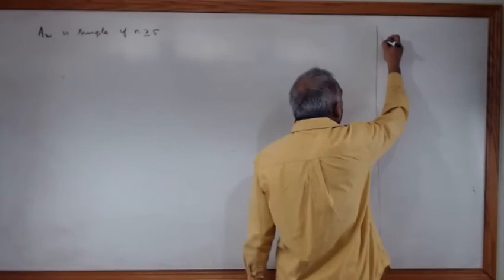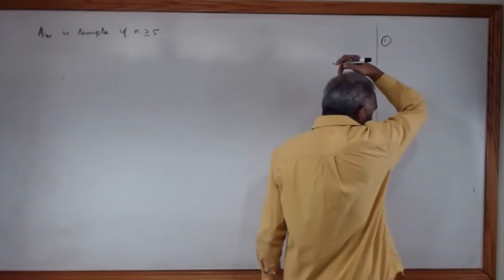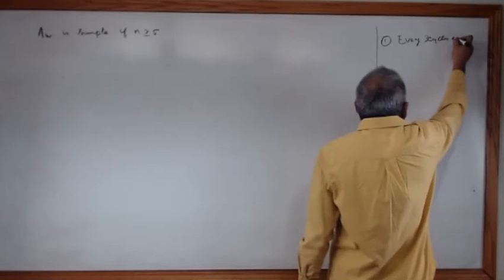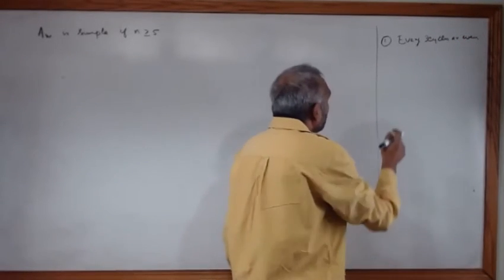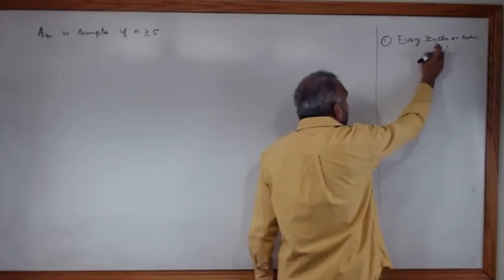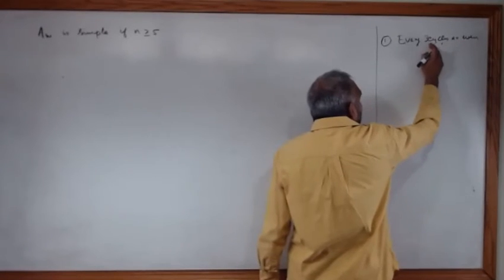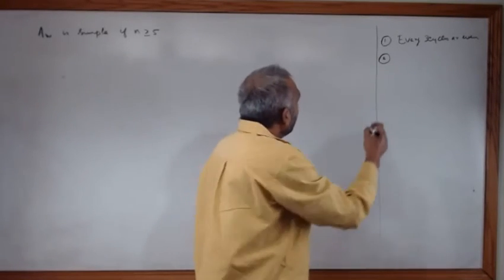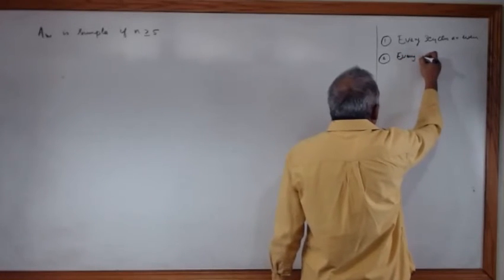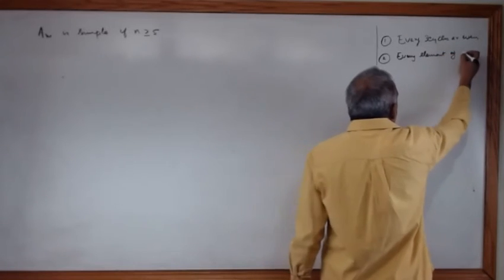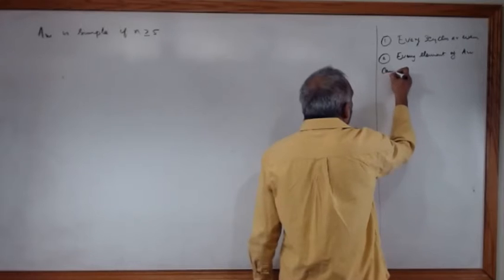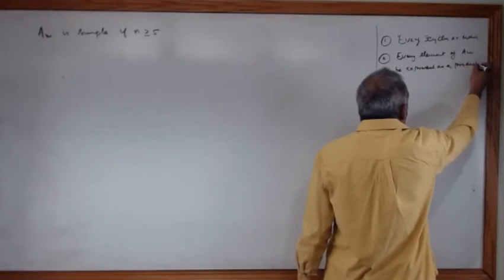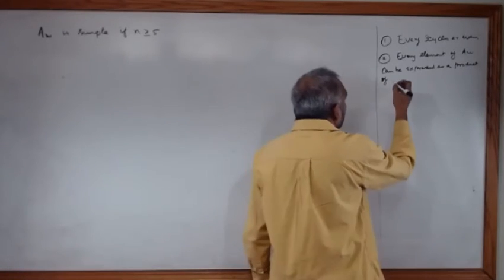So the first step to prove this is: every 3-cycle is even. A 3-cycle means a cycle with 3 elements, and even means an even permutation, meaning it can be written as a product of an even number of transpositions. The second one is: every element of An can be expressed as a product of 3-cycles.